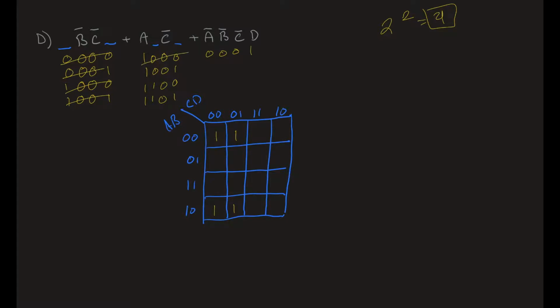1, 0, 0, 0. Notice we already got this one. That's right here and it's already filled out. That's perfectly okay. We don't need to write it twice or anything.